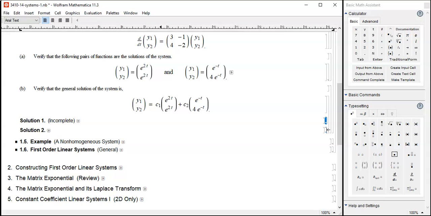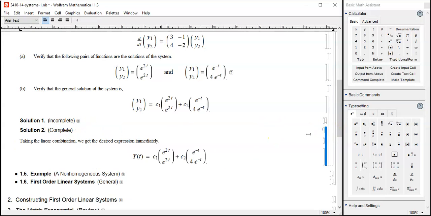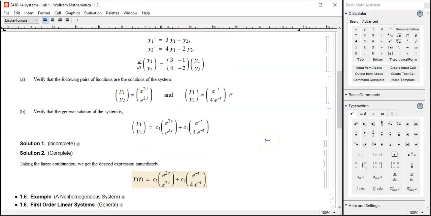Now let's go to the next expression. This will be a complete solution. And complete solution looks that simple. We just use the theory of linear operators. We have a pair of solutions that are linearly independent. So simply take the linear combination and voila, that's the general solution.